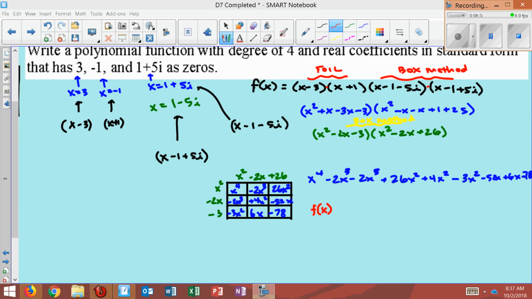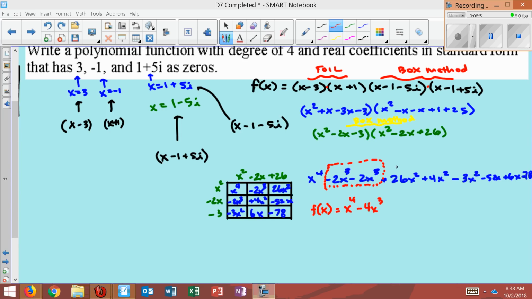So to finalize this, I will write this in standard form. So I have only one x to the fourth. I have two negatives. That becomes negative 4x cubed. I shouldn't say two negatives. What I mean is two separate terms that are both negative with x cubes. So these combine together.